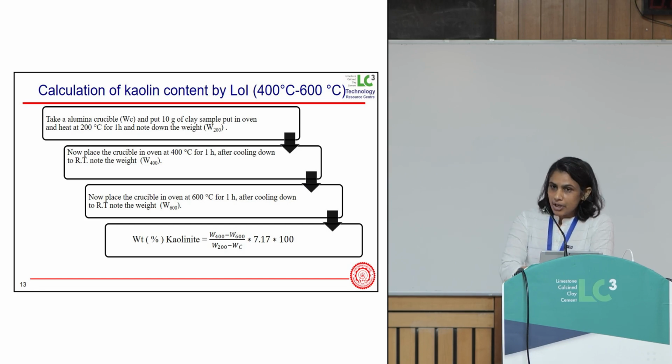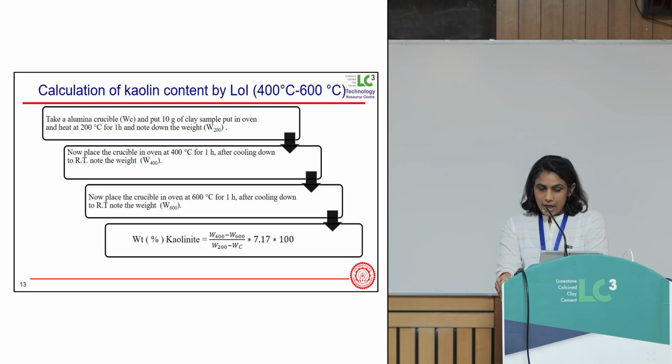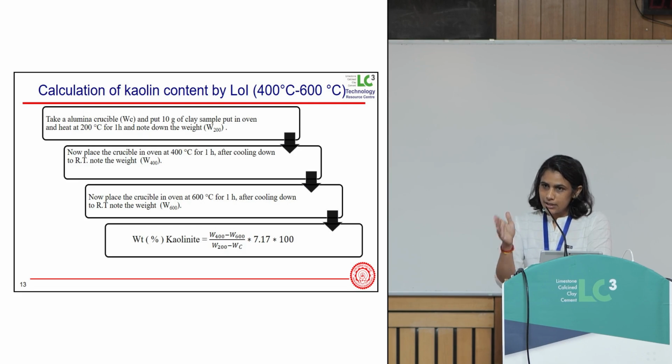As in the earlier chemical composition slide, we discussed that 1% mass loss will be contributing to 7.17% of kaolin content. So we will be multiplying this mass loss with 7.17%, and we will be able to get the maximum or the upper limit of the kaolin in the respective sample.